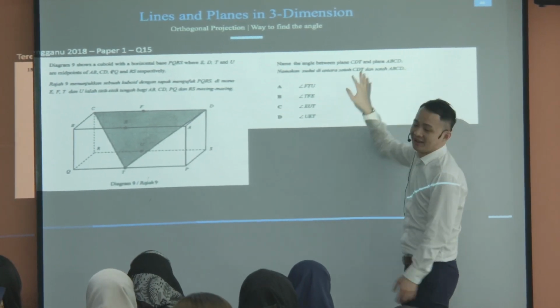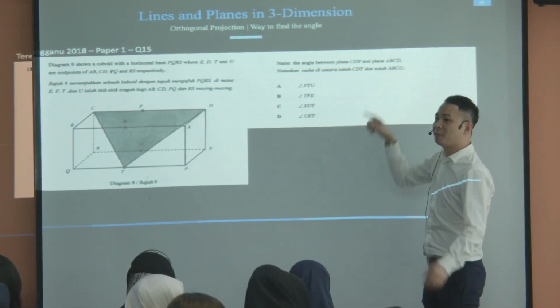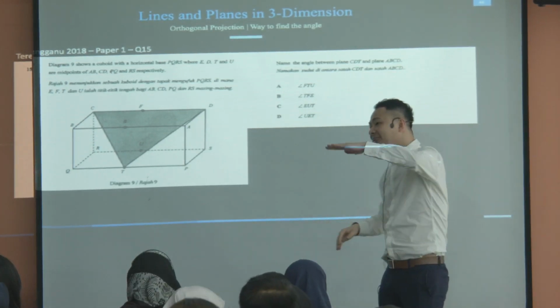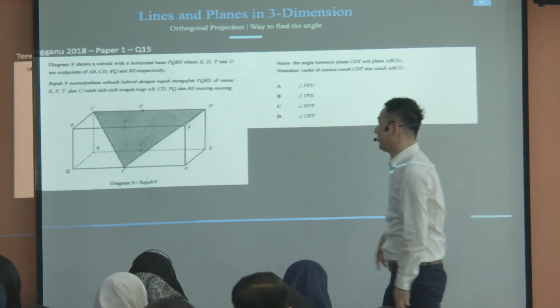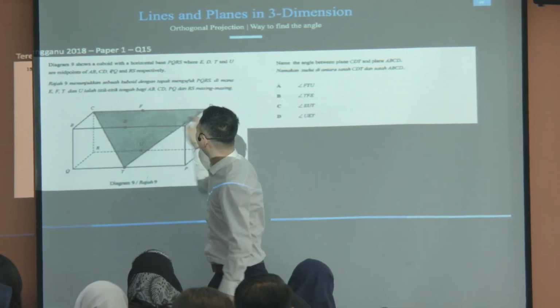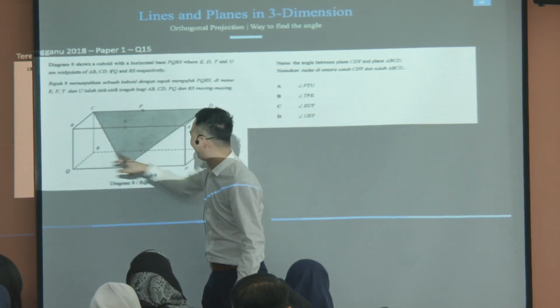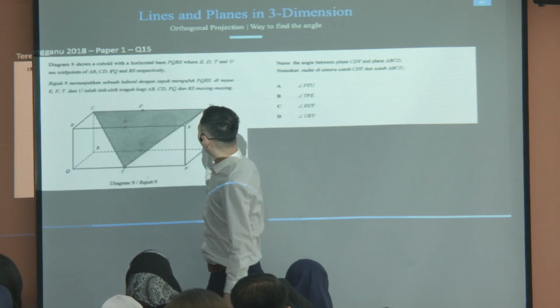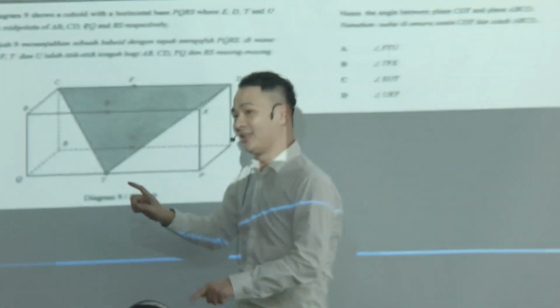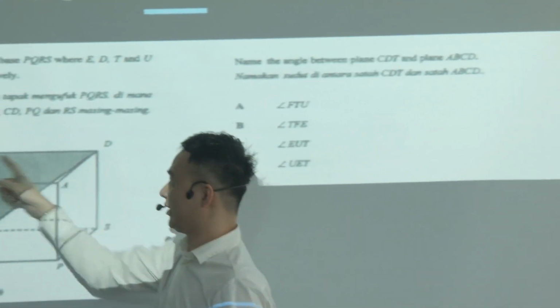Over here, I teach you something. Do you see they repeat the CD? Repeat CD means the planes actually touch at the line CD. Do you see this plane? They touch at the line CD. So the angle must be on this line. No need to guess whether the angle is at T or somewhere else. When they touch at CD, the angle must be at CD, because they repeat CD.